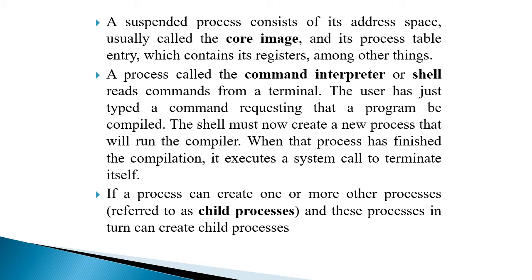Okay. So a suspended process consists of its address space, which is usually called the core image, and its process table entry, which contains its registers, among other things. Now, on this part, how the files, like the documents or application programs, are processed, we'll be able to make something that will help you understand more what we mean by core image, the table that is used, and also what happens when something goes into suspension before it is executed.